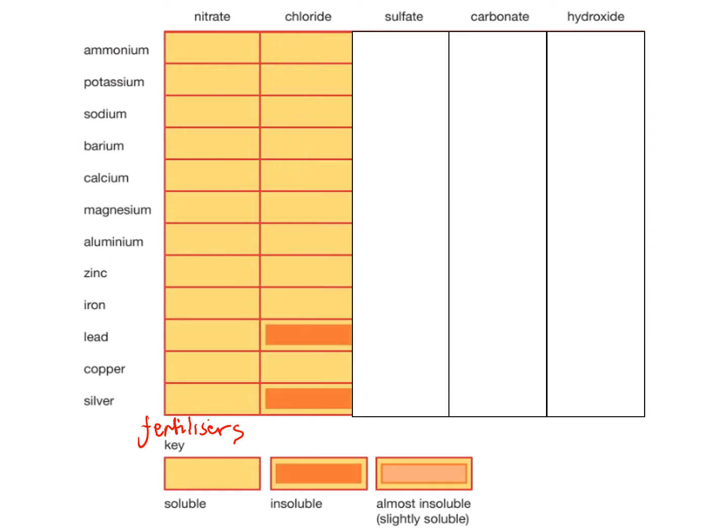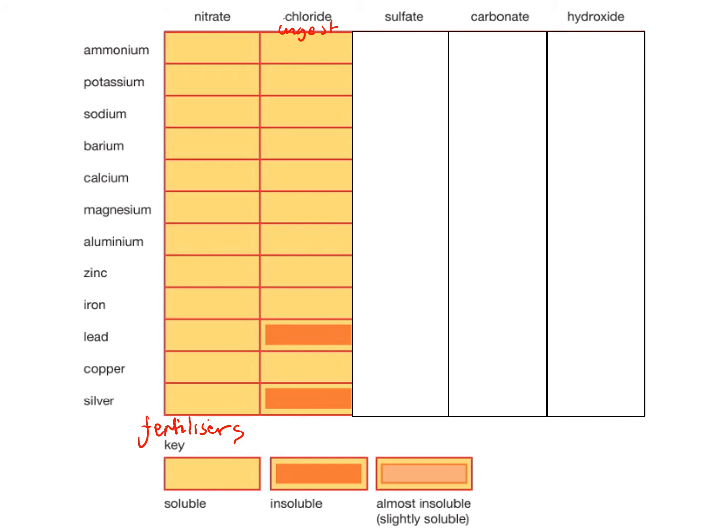Most of your chlorides are soluble, and again, your salts are things that some of them we can ingest, like sodium and potassium chlorides. So most of them are soluble, except for your lead and your silver.